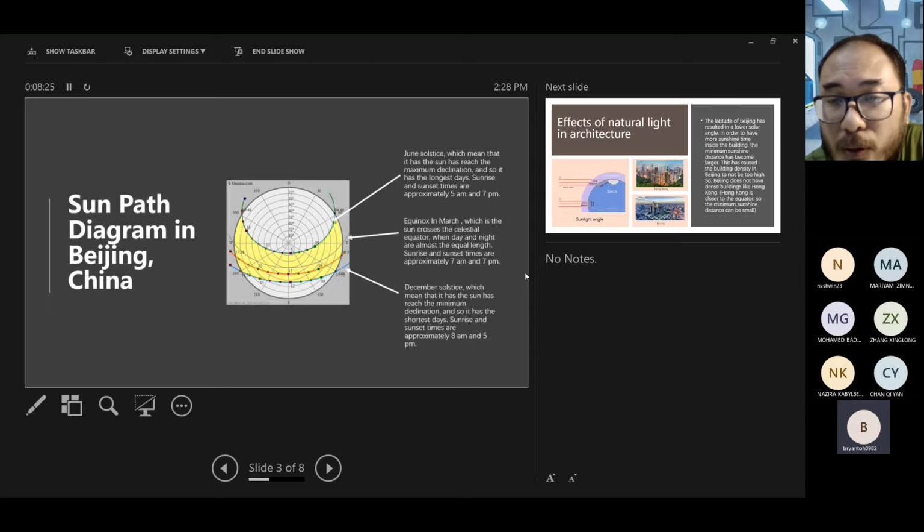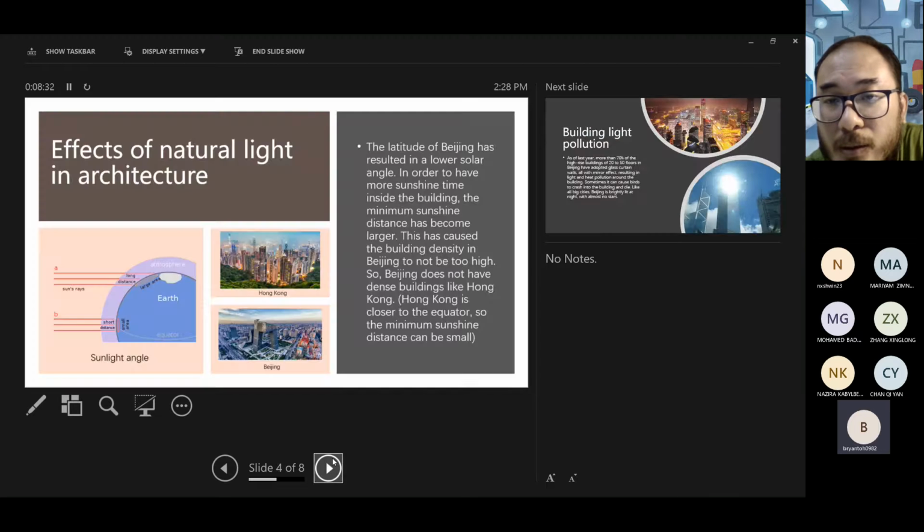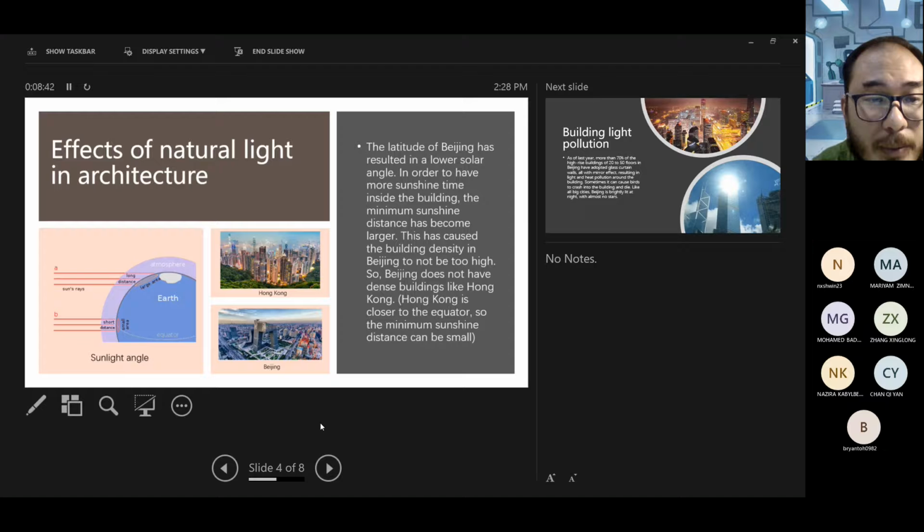You do comparison with Hong Kong. I wish it could be more detailed, but I think this is okay. You just focus on Beijing. When you do this comparison, it means you understand why they are different.